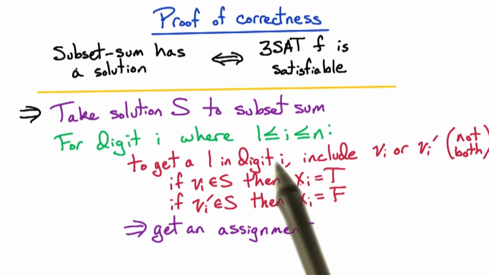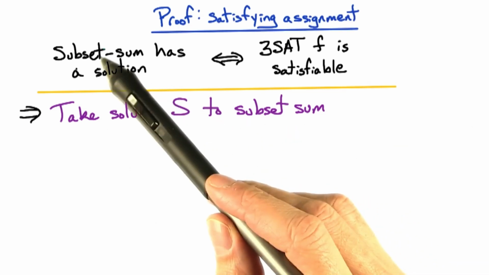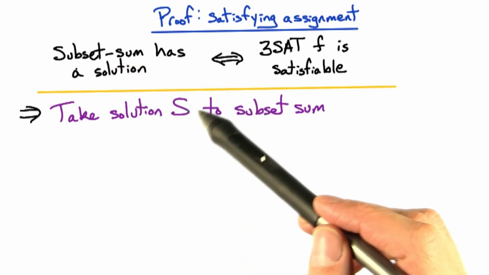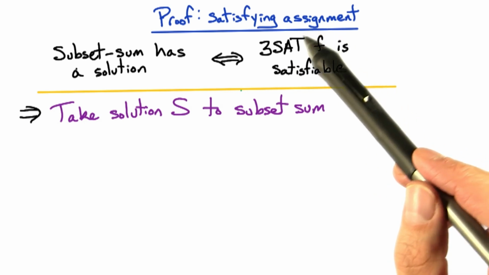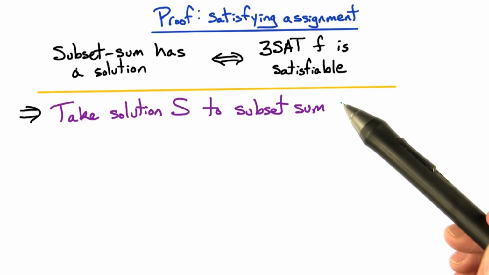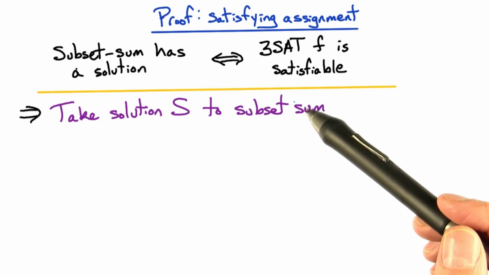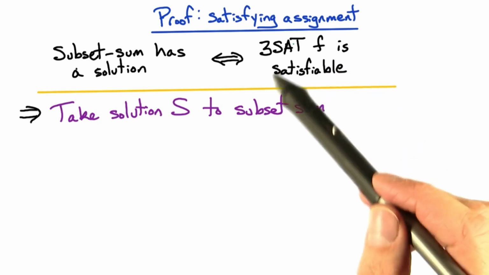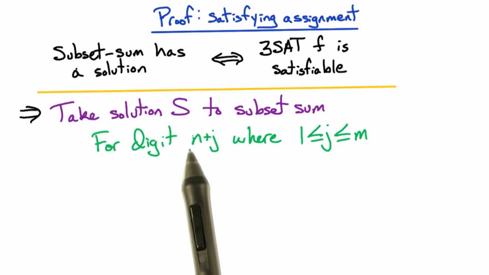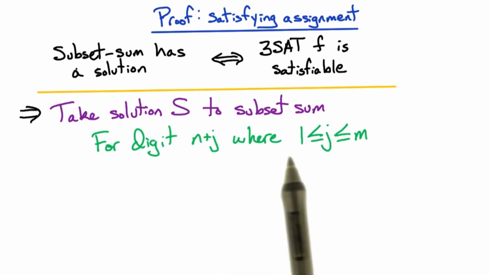Well, to see that, we'll look at the remaining digits. We just saw if we take a solution to the subset sum instance that we specified, then using the first n digits, that specifies a true-false assignment for the n variables, x1 through xn. Now, using the remaining m digits, we're going to show that that assignment satisfies the input formula f. The first n digits correspond to the variables. The next m digits correspond to the clauses.